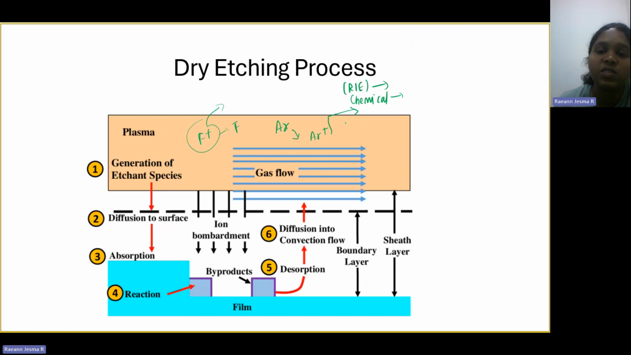If there are any reactive species present, which will chemically react with the material to form various byproducts, they will first get diffused to the surface, then they will get absorbed on the surface, and they will react with the material. Some byproducts will be formed. These byproducts will get desorbed from the surface and then they will get removed. So this is the general process by which etching will happen.